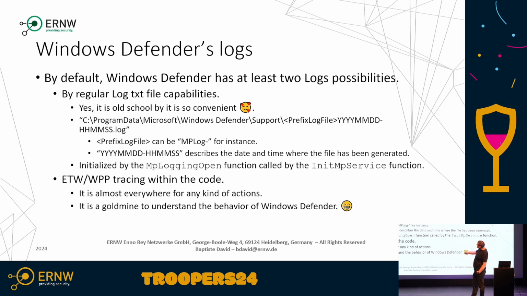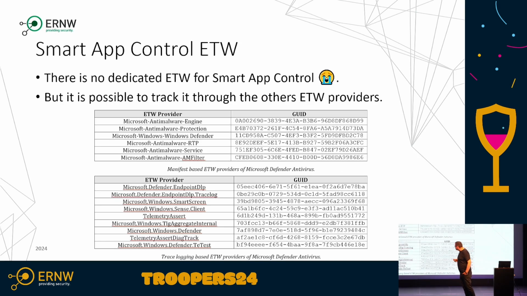And also, Windows Defender, not in all of its functions, but in a lot of them, has ETW or WPP tracing within the code. It's a gold mine if you want to track what a function does without having to reverse engineer everything. But there is a little problem concerning it.